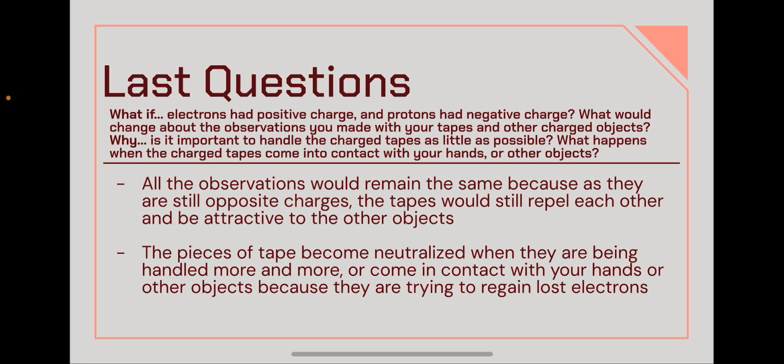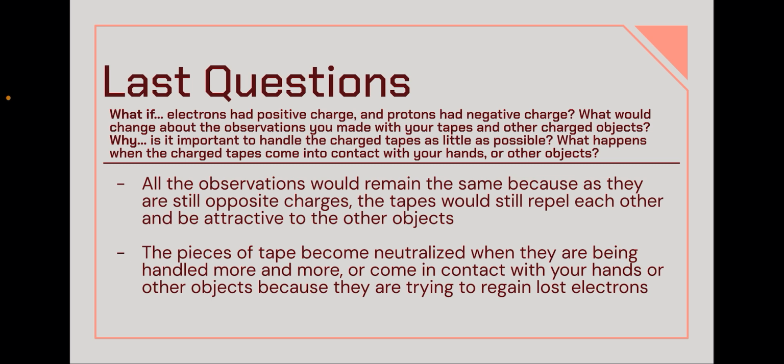Some last questions that we have to answer for this lab: what if the electrons had a positive charge and protons had a negative charge? What would change about the observations you made with your tapes and the other charged objects? The answer to this question is all the observations would remain the same because they are still opposite charges. The tapes would still repel each other and be attracted to the other objects.